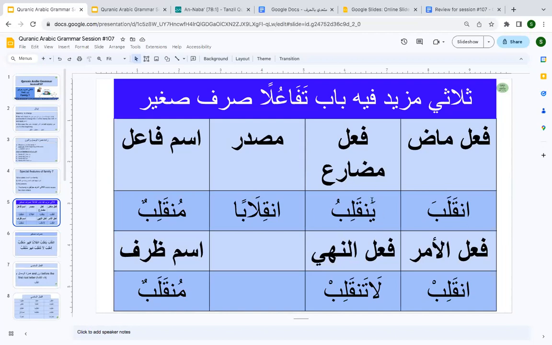Inqalaba. The failul mudare is not starting with dhamma. Why? One, two, three, four, five are the letters in the failul madin. Therefore, it cannot start with dhamma. But why are you not calling it fataha family? Why can this not be fataha family?